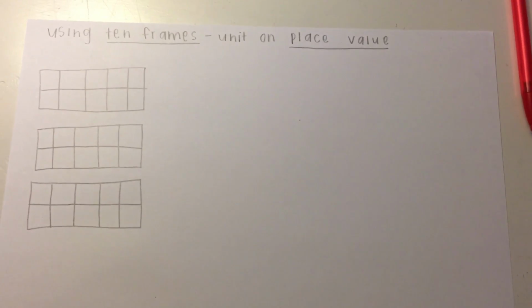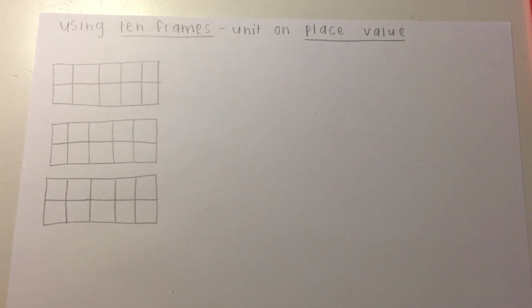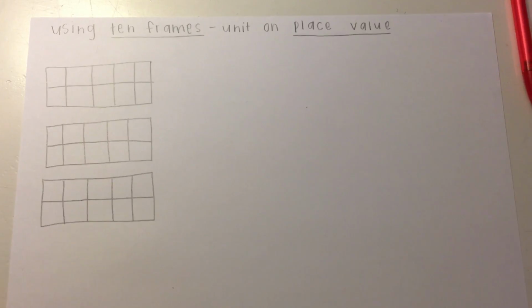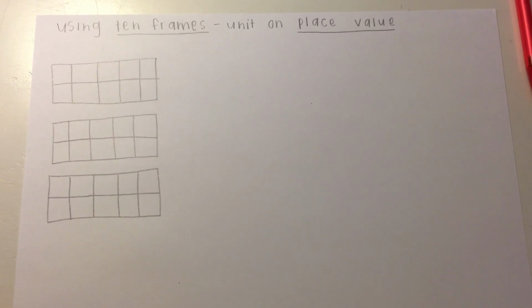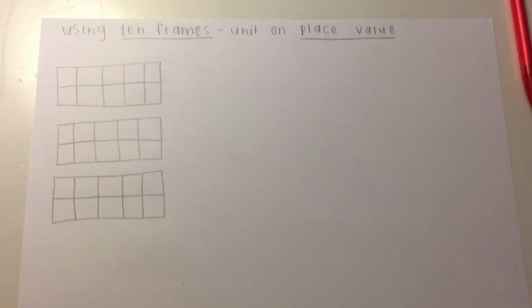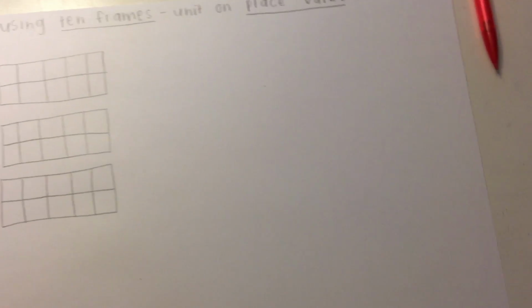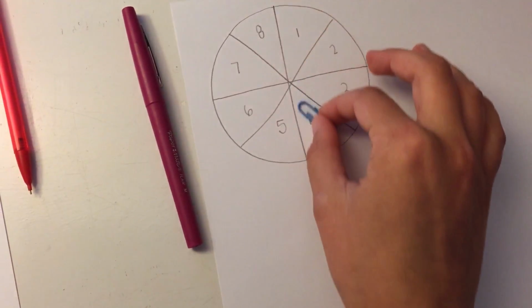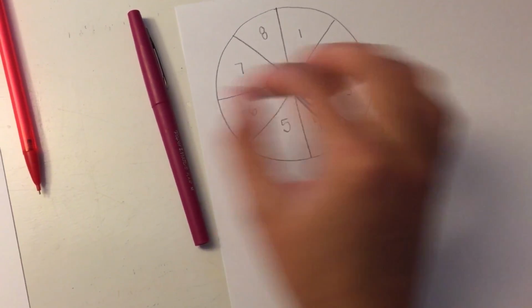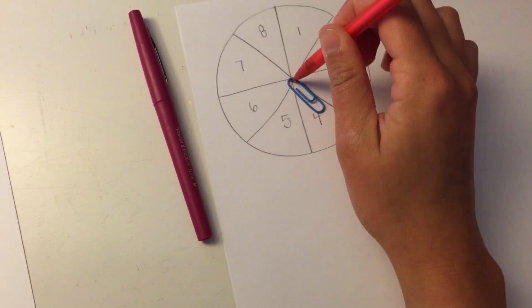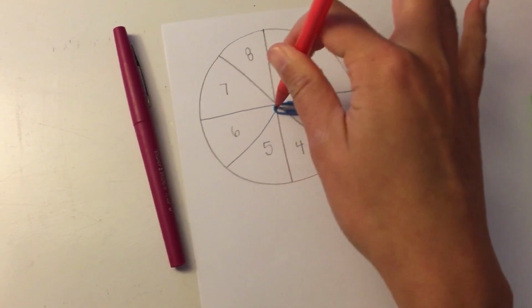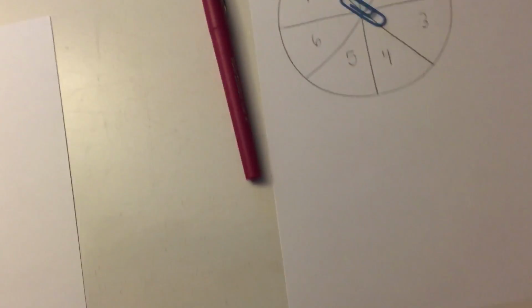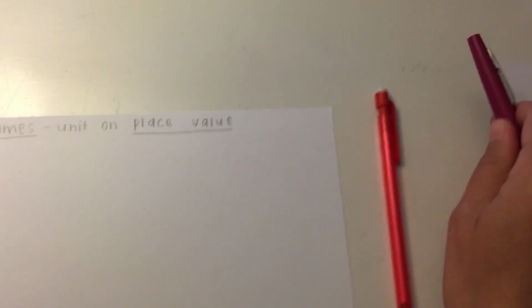So what I'm going to show you today is an activity that we use in class. I don't have a dice today, but a dice you would be able to use, or I created a pinwheel, where you use a paper clip, put the pencil down in the middle, and spin it, and it lands on a number. The first number I got was 3.